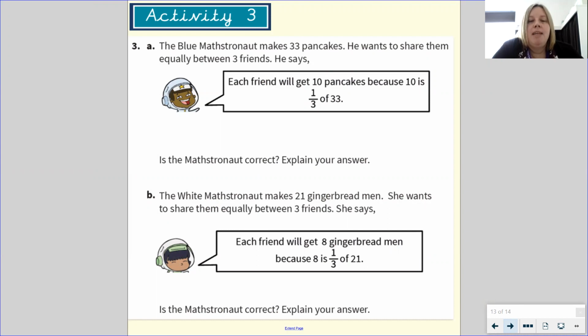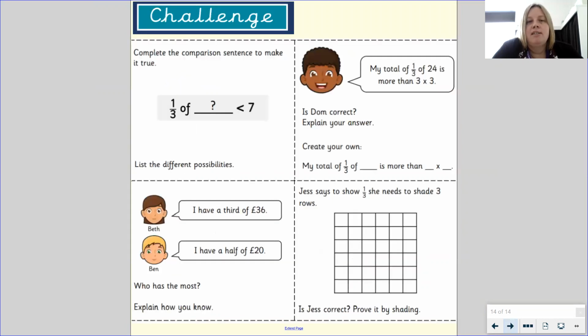B. The white astronaut makes 21 gingerbread men. She wants to share them equally between 3 friends. She says each friend will get 8 gingerbread men because 8 is 1/3 of 21. Is the astronaut correct? Explain your answer.